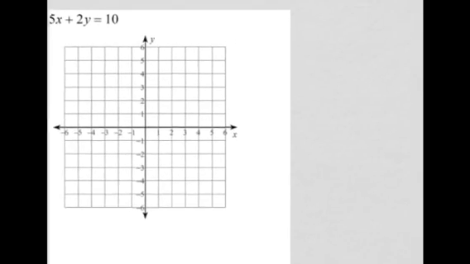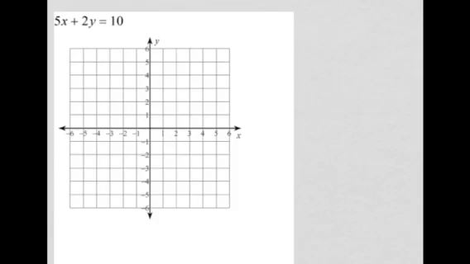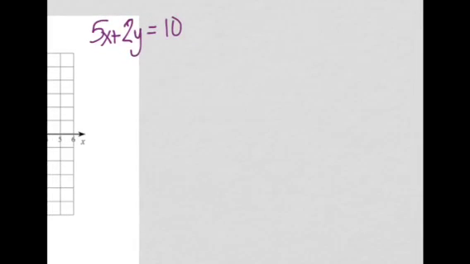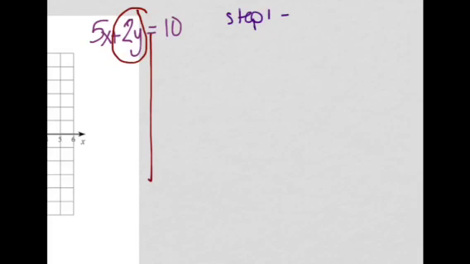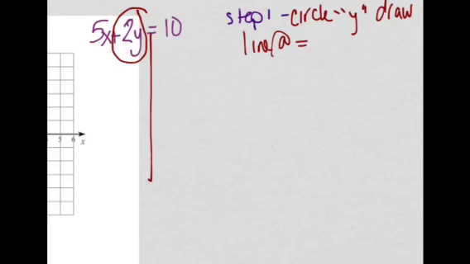Number 2, on the other hand, is going to require a lot more work. So, let's begin. I have 5x plus 2y equals 10. Step 1, circle y, draw your line at the equal sign.